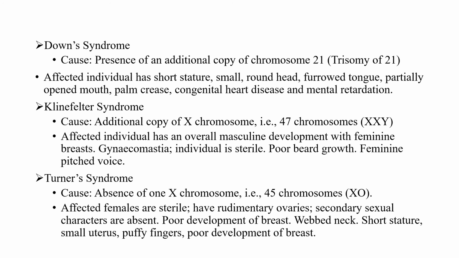Then Turner syndrome. Here there is a lack of one chromosome, so that is 45 chromosomes only, X0. Affected females are sterile. Here females have rudimentary ovaries, secondary sexual characters are absent, poor development of breast, webbed neck, short stature, small uterus, puffy fingers, and poor development of breast because of lack of one chromosome.